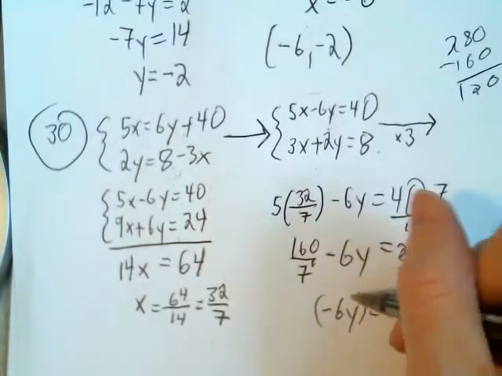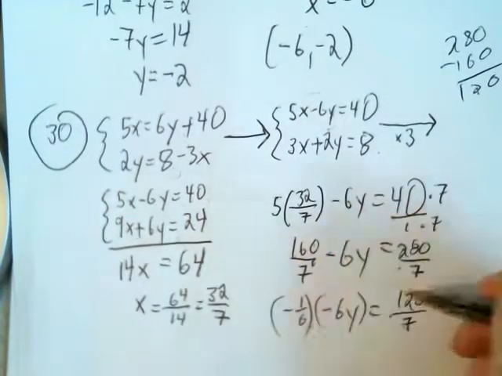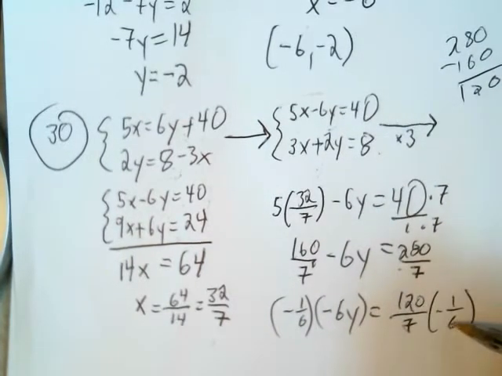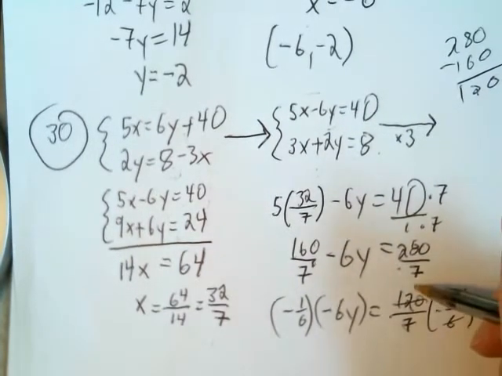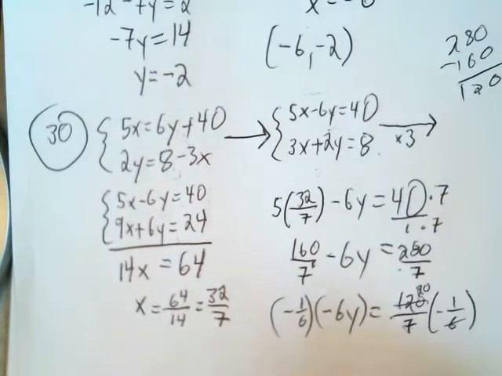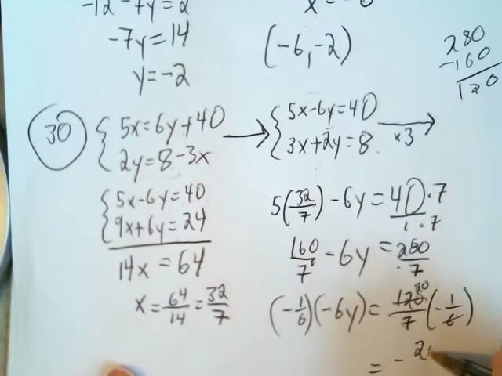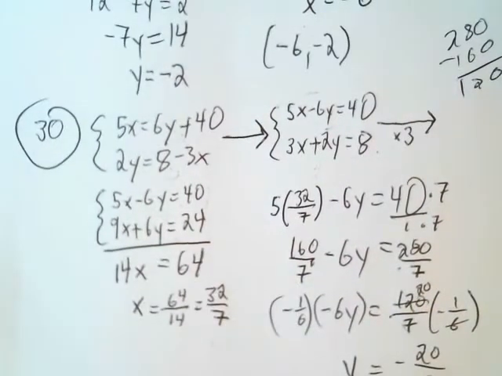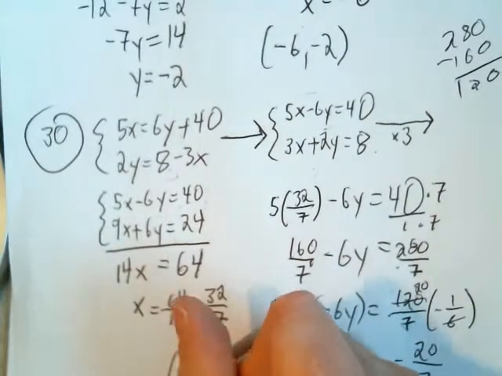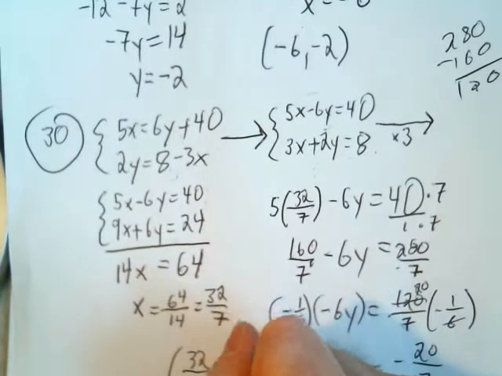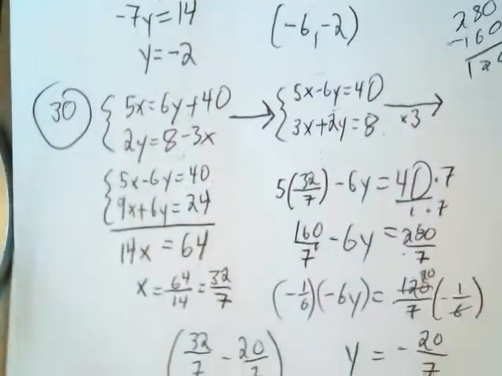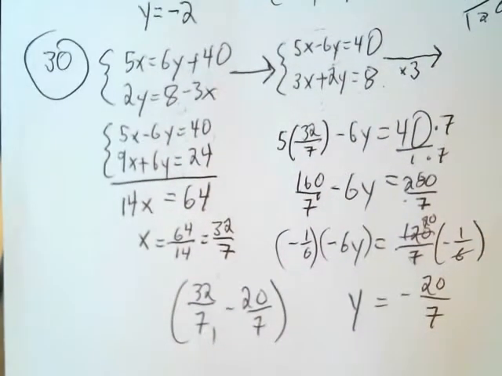And then multiply both sides by negative 1/6. So over here, 6 will go into 120 20 times, and you'll just be left with negative 20/7. And on the left-hand side, you'll just have a y. So our solution this time, 32/7, comma, negative 20/7. So that one wasn't very pretty, ended up with some fractions.